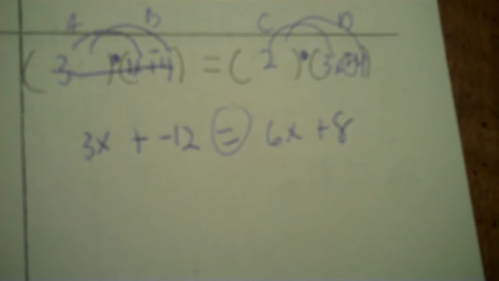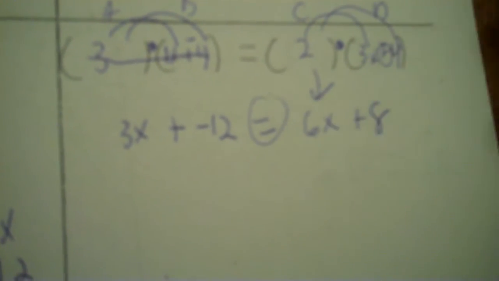Now we have x on both sides. So pick one of them. It doesn't matter which one. I'll go with the 6x, and I take that to 0 by adding or subtracting. Now it's positive, so we'd minus it to get it to 0. Then minus it from 3x. So it's going to be negative 3x plus negative 12 equals 8.